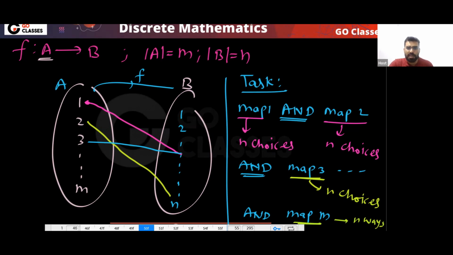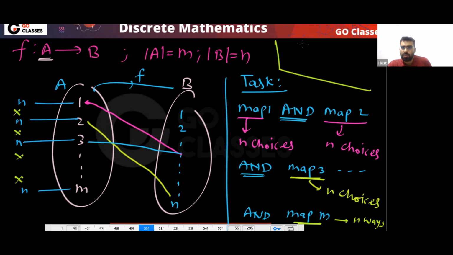So finally, what will be the answer? How many functions can we create? For every element, we have n choices. Now you can just multiply them, because you have to map all of them. So the number of functions will be n power m. Just multiply all of them, then you will get n power m. So this is the idea.